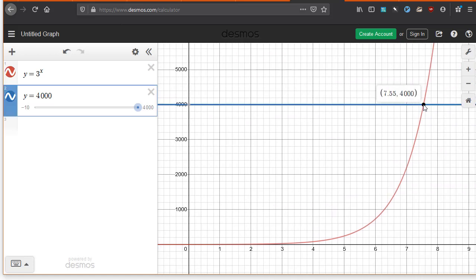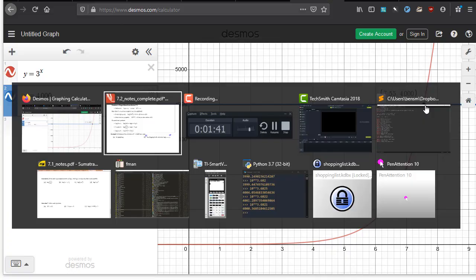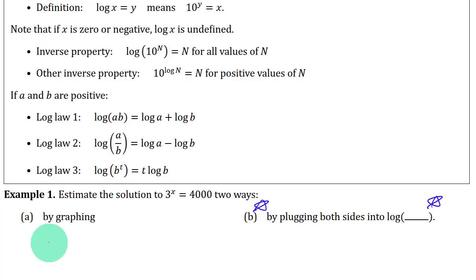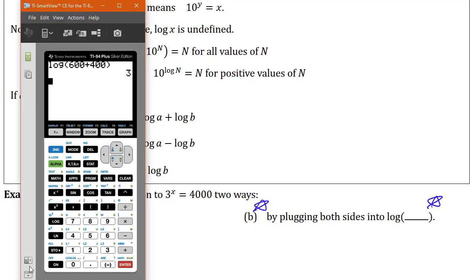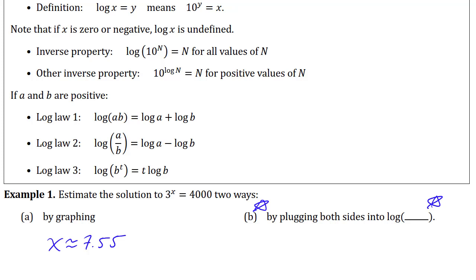Click on it to get that intersection. Yeah, it looks like 7.55 is the solution. So if you do 3 to the power 7.55, you'll get about 4,000. And that's an approximation. It's probably not exactly 7.55. In fact, if you take your calculator and you do 3 to the power 7.55, you'll get 4,001.89. So it's an approximate solution, but it's close enough.